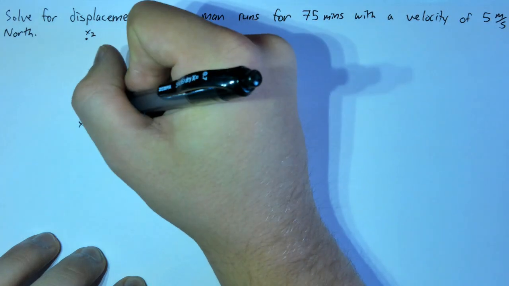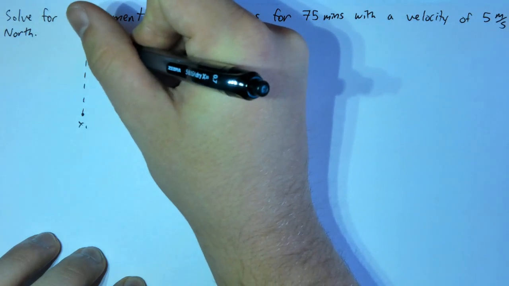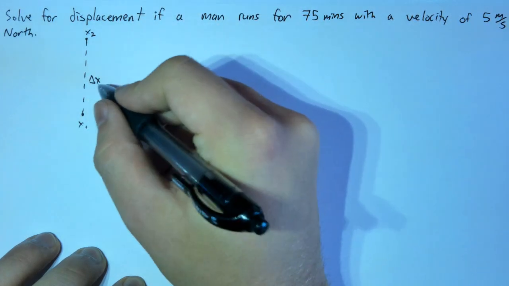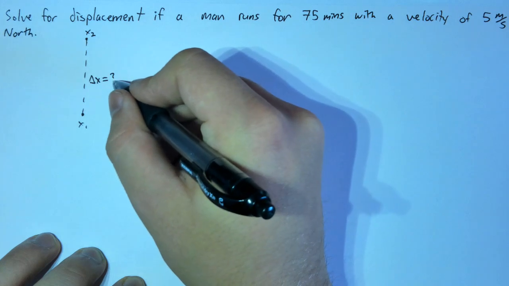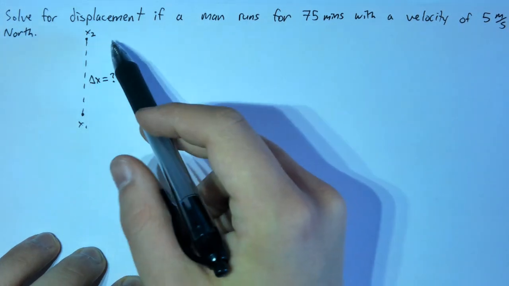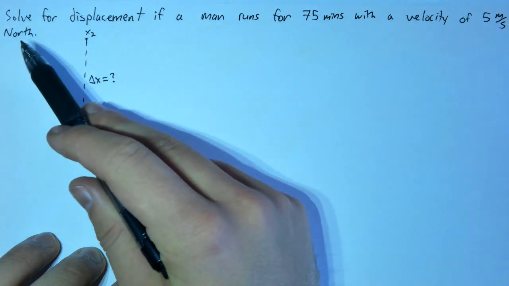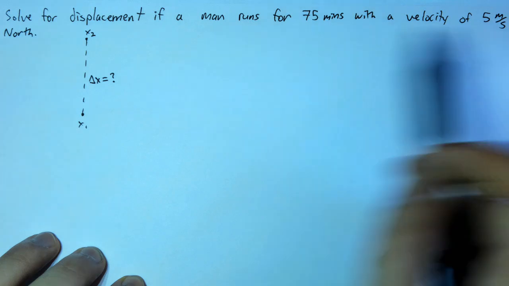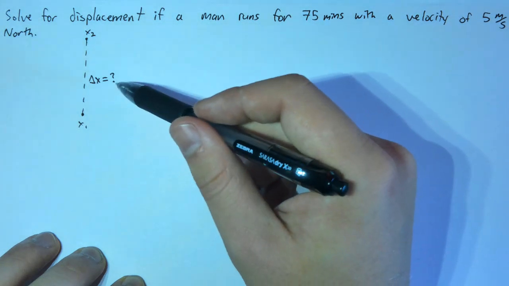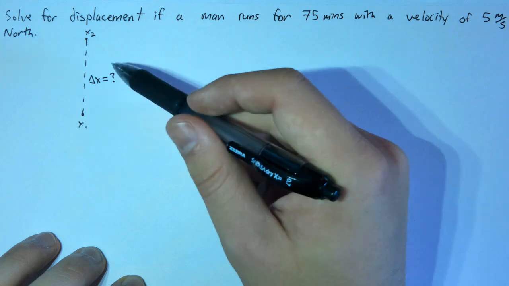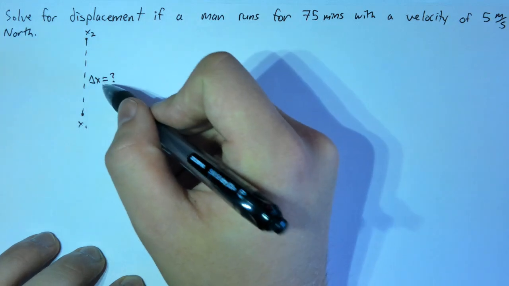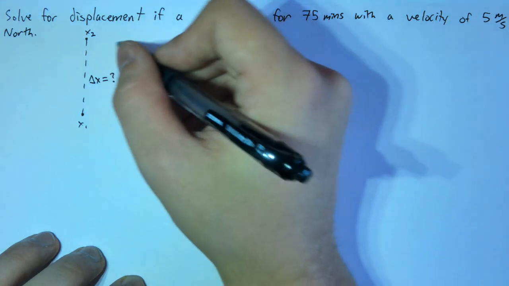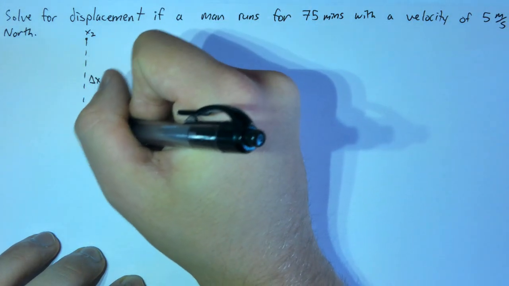Now the difference between these points is our displacement, delta x, which we do not know. We don't know the magnitude of this displacement. We know he's walking north. He's got a velocity of 5 meters per second north. And so the direction of the displacement will be in the north direction, but we don't know the magnitude of that displacement. Now we know the time interval he walks this.